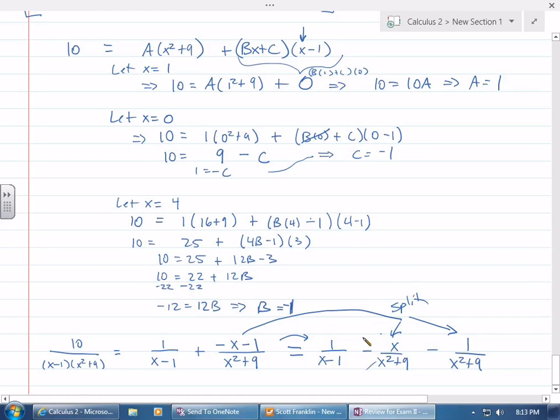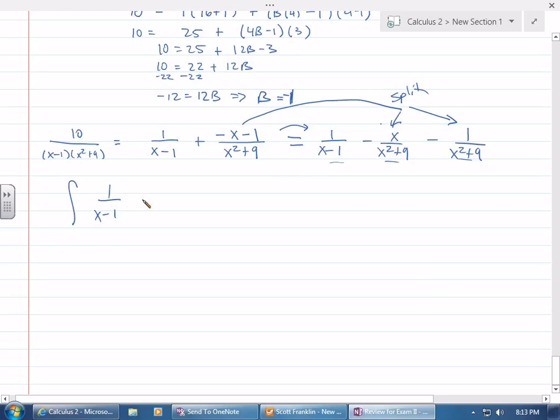Now you've got 3 fairly easy integrals. This one, and this one. So I have the integral of 1 over x minus 1 dx, minus the integral of x over x squared plus 9 dx, minus the integral of 1 over x squared plus 9 dx. Integrating each of these now separately. So that's log of x minus 1. This one I would do with substitution.